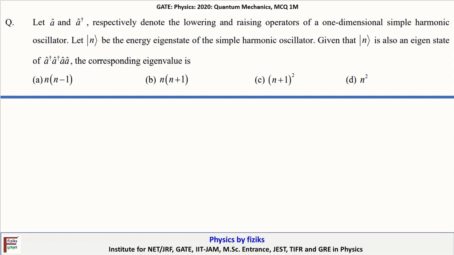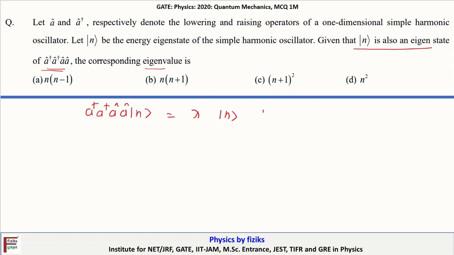Let a and a dagger respectively denote the lowering and raising operator of a one-dimensional simple harmonic oscillator. Now let |n> be the energy eigenstate of the simple harmonic oscillator. Given that |n> is an eigenstate of this operator corresponding to an eigenvalue, in this problem we have to determine the eigenvalue corresponding to this operator when operated on |n>. The question is saying |n> is an eigenstate of this, so in the end we would be having |n>. So we have to determine the eigenvalue lambda.